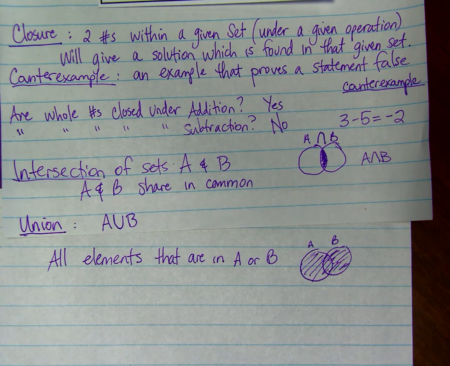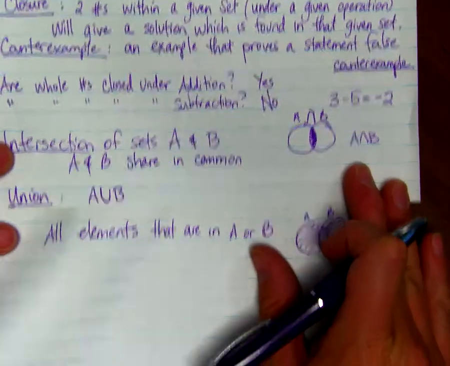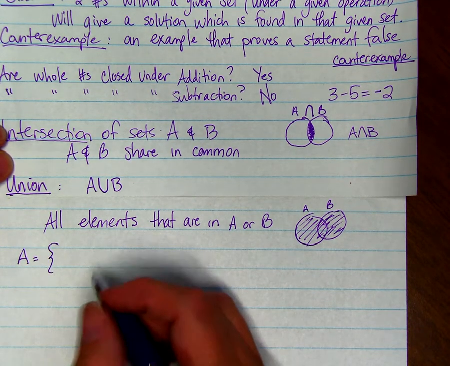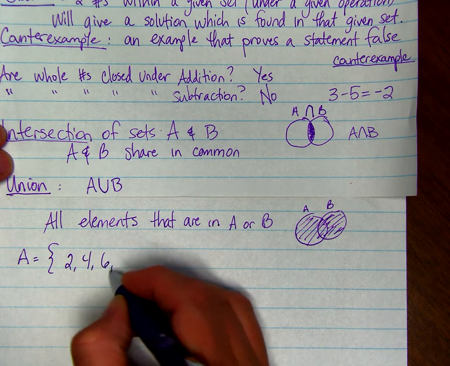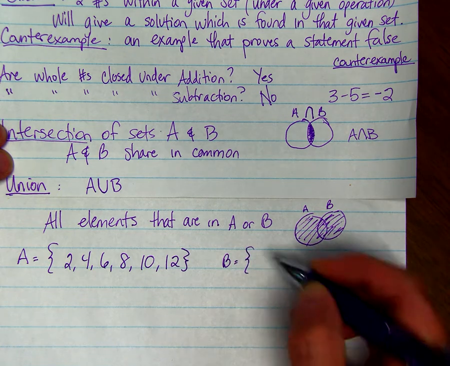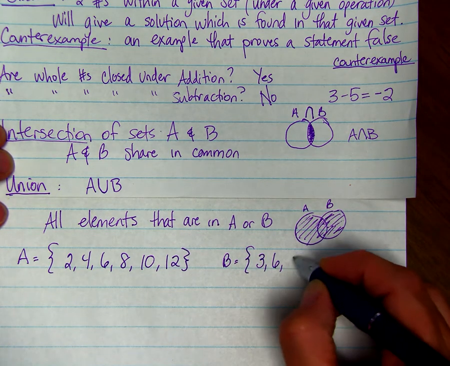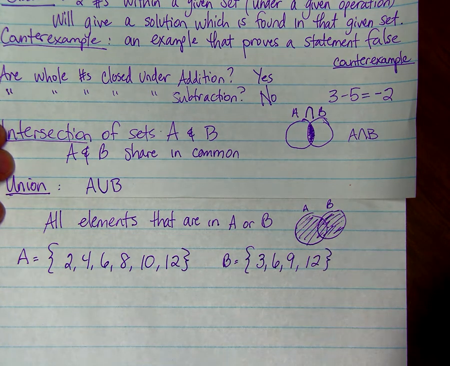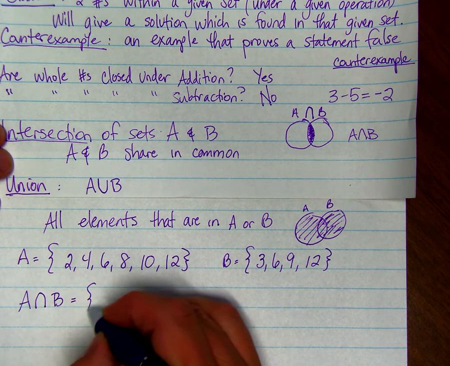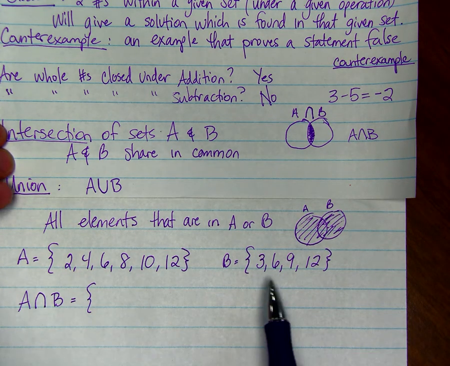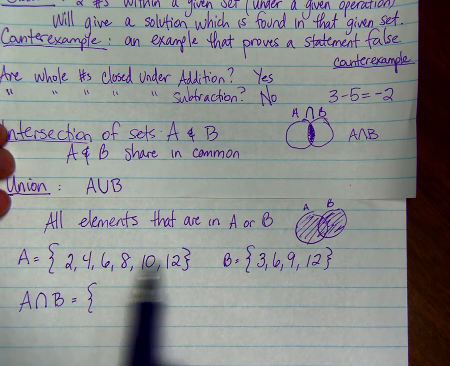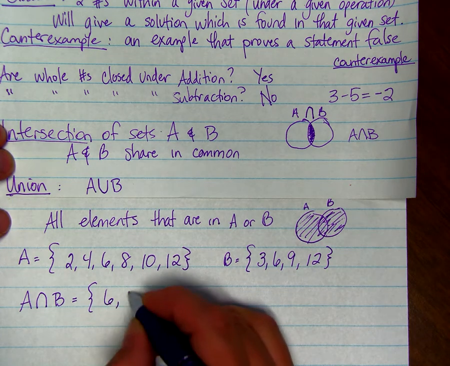Okay, I'm going to give you some examples of unions and intersections. So the first set A has the numbers 2, 4, 6, 8, 10, 12. And our set B is 3, 6, 9, 12. Now this is just an example. We're going to show what A intersect B is. This is the set of numbers that is in both lists. So we have a 6 is common and a 12. They both have a 6 and they both have a 12.